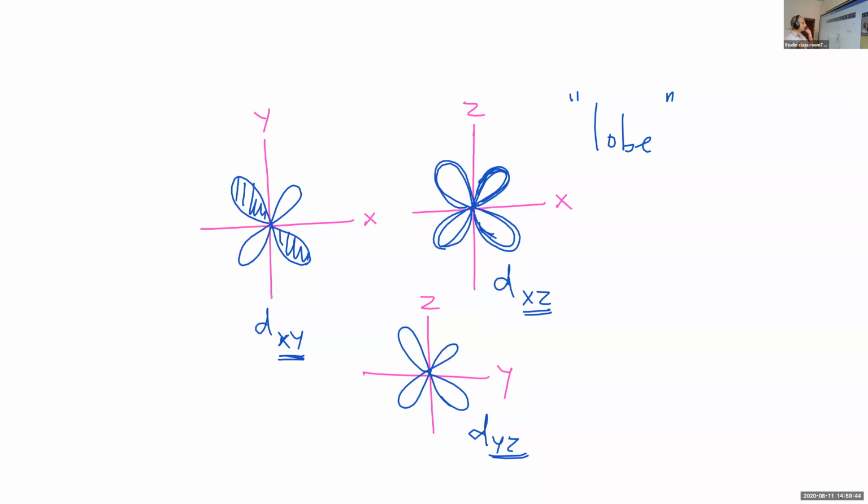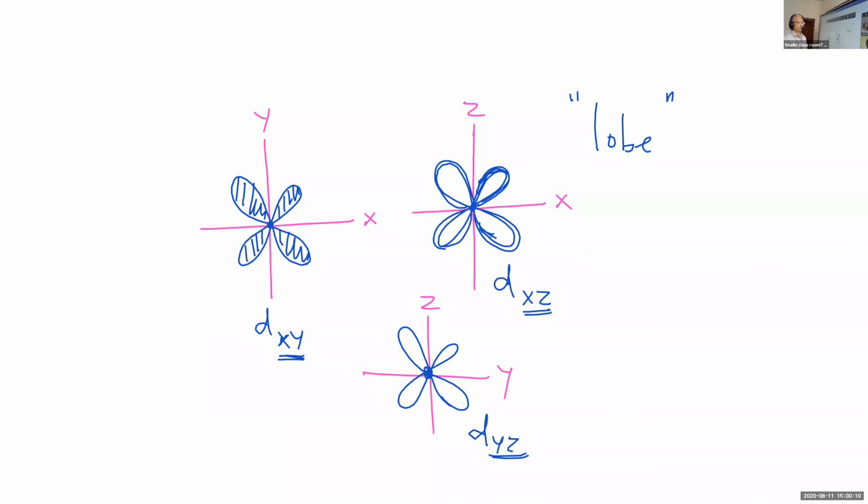At the center, there is the nucleus. Similarly, you take the other dumbbell: this is one lobe, and this is the second lobe. This is the central point at which there is the nucleus. Okay, so you have got the shape of the dxy, dxz, and dyz orbitals.